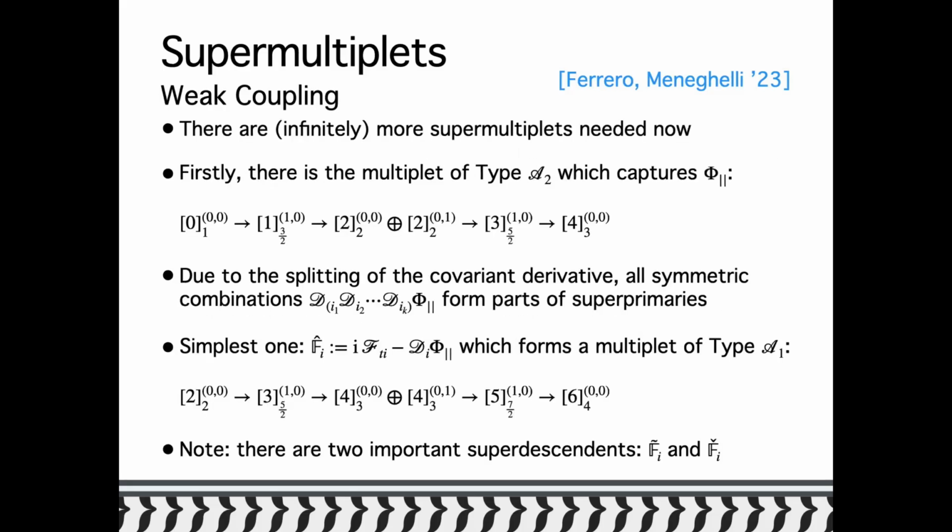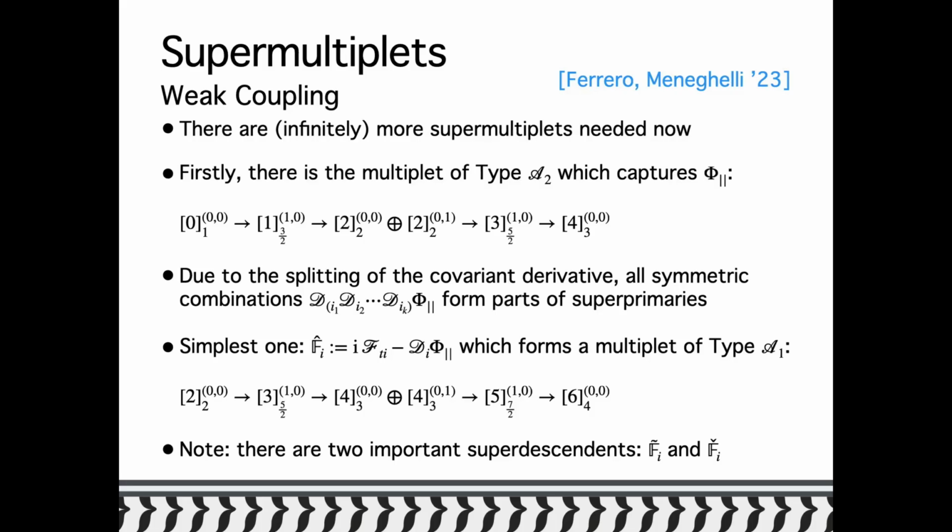At weak coupling, actually, there are more degrees of freedom, and it's a bit more complicated. There are actually infinitely many more super multiplets that are needed. First of all, we already know that at weak coupling, there is this extra scalar phi parallel. And this extra scalar phi parallel is also a superprimary of some A2 type super multiplet. So we need to include at least this extra multiplet.